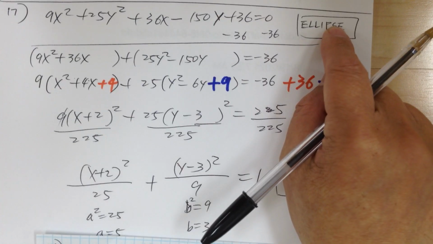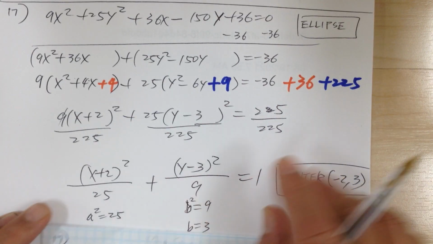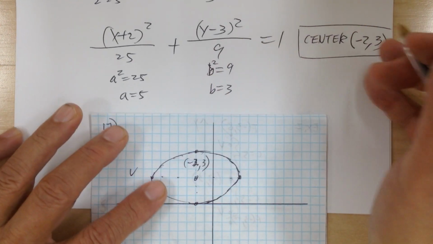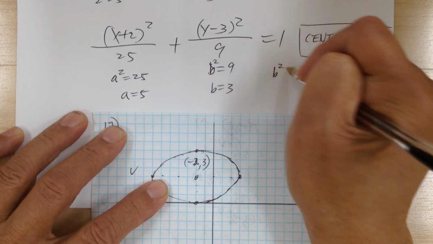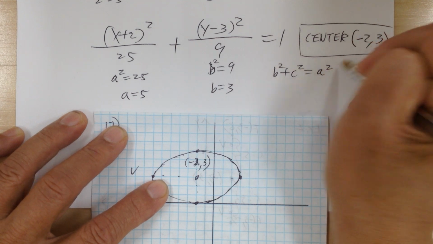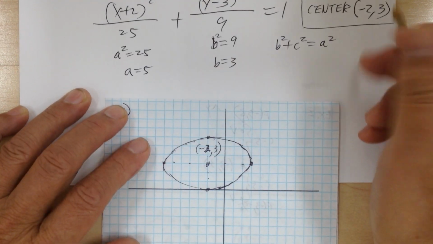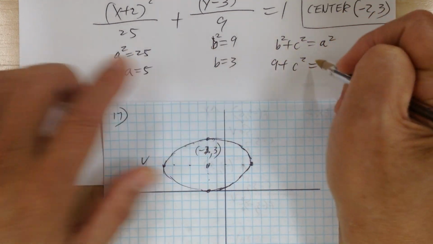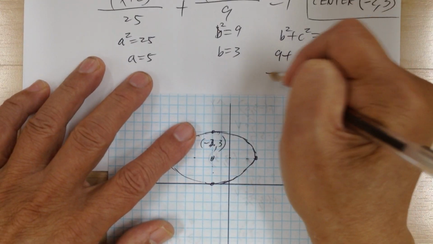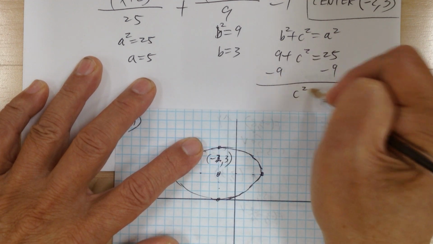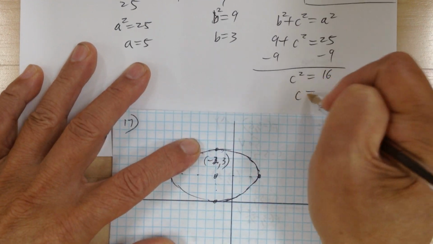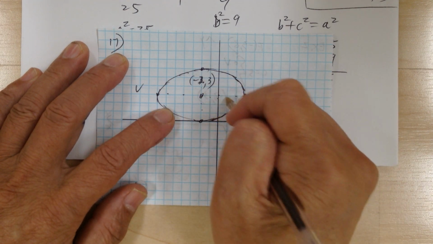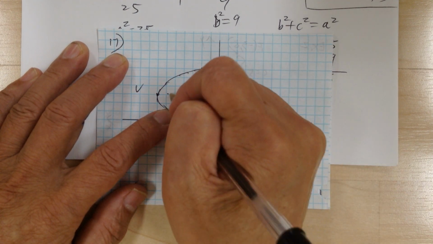So we did that, and then find the center. And now we have to find the foci, so you have to find the c. For an ellipse, you use the Pythagorean theorem: b squared plus c squared equal to a squared. So b squared is 9, c squared you don't know, a squared is 25. So c squared equals 25 minus 9, which is 16, so c equal to 4. So from the center, you have to go 4: 1, 2, 3, 4.